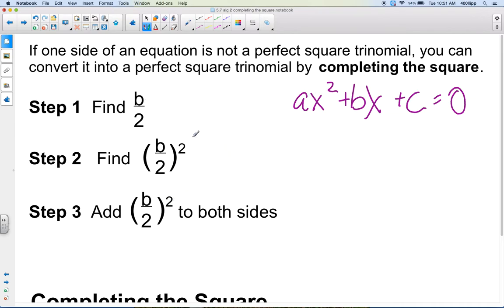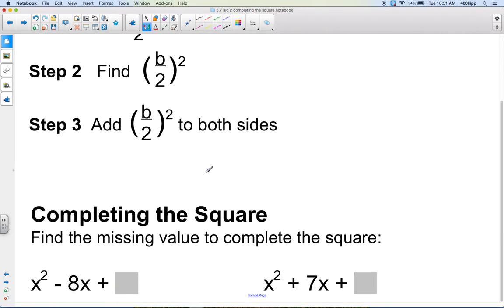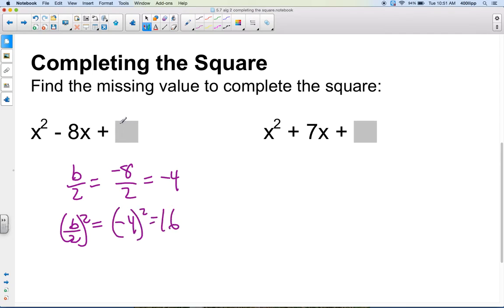So do both these steps separately because they're going to give us two different pieces of information. So let's try one. Completing the square. We're going to find the missing value to complete the square here. Here we go. So our first step was b over 2. So we take b, which is negative 8, over 2. Negative 8 over 2 is negative 4. And now I'm going to take b over 2 and square it. So I know b over 2, I just found that to be negative 4. I'm going to square that and I'll get 16. So that's completing the square there.